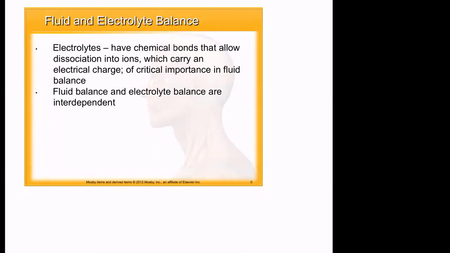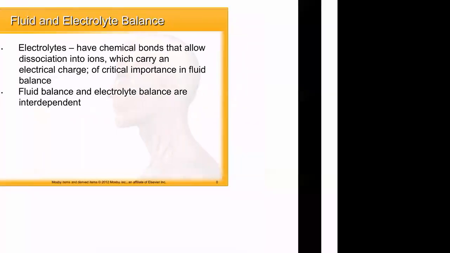We know what electrolytes are. These are things that can be dissociated to ions in a fluid that are going to have some sort of positive or negative charge to them. So we've talked about electrolytes already.